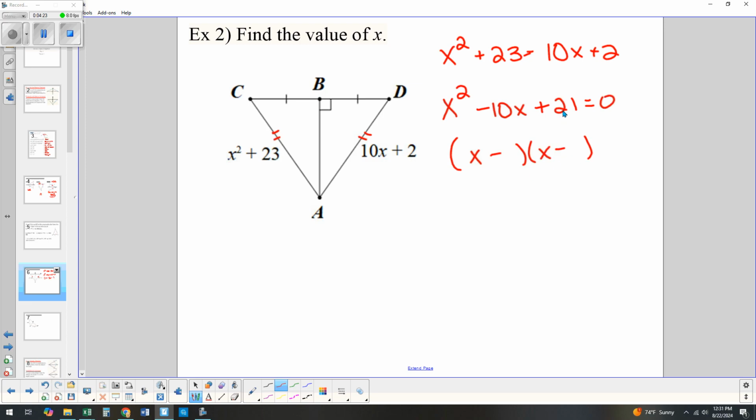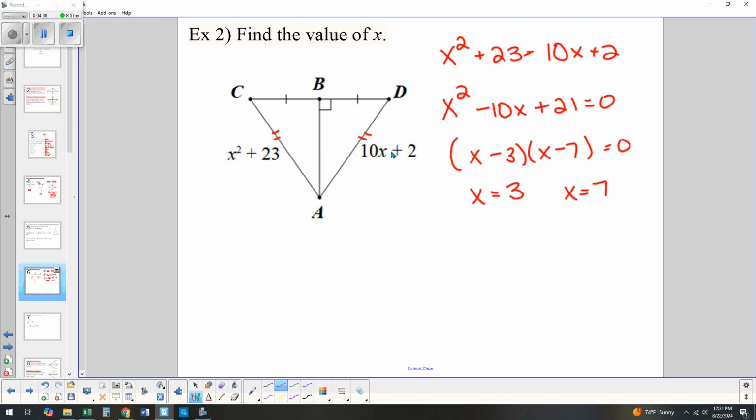And then 21 is really 3 times 7, and 3 plus 7 is 10. So that means x would equal 3 and x would equal 7. And now I have to check them. So I always know plugging in a number to square, it's going to make it positive, so I'm going to check it on this side.